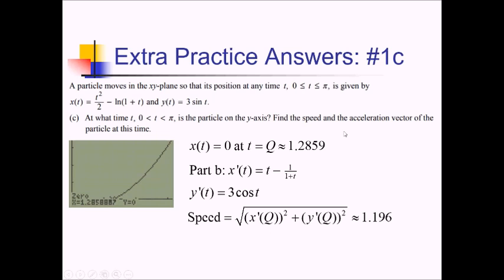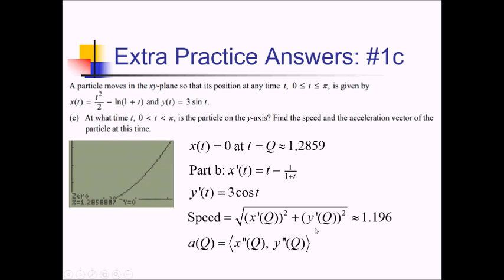We also need the acceleration vector, though. So the velocity vector was x prime of q comma y prime of q. For acceleration, we need x double prime of q, y double prime of q. Now the good news is, since I've already defined what x prime and y prime are, I can actually just take their derivatives directly on the calculator at a specific spot. And this is really why I needed to define x prime and y prime. I didn't really need to define them for speed in order to get credit writing this, but I do need to have them defined if I'm going to take yet another derivative at an individual point.